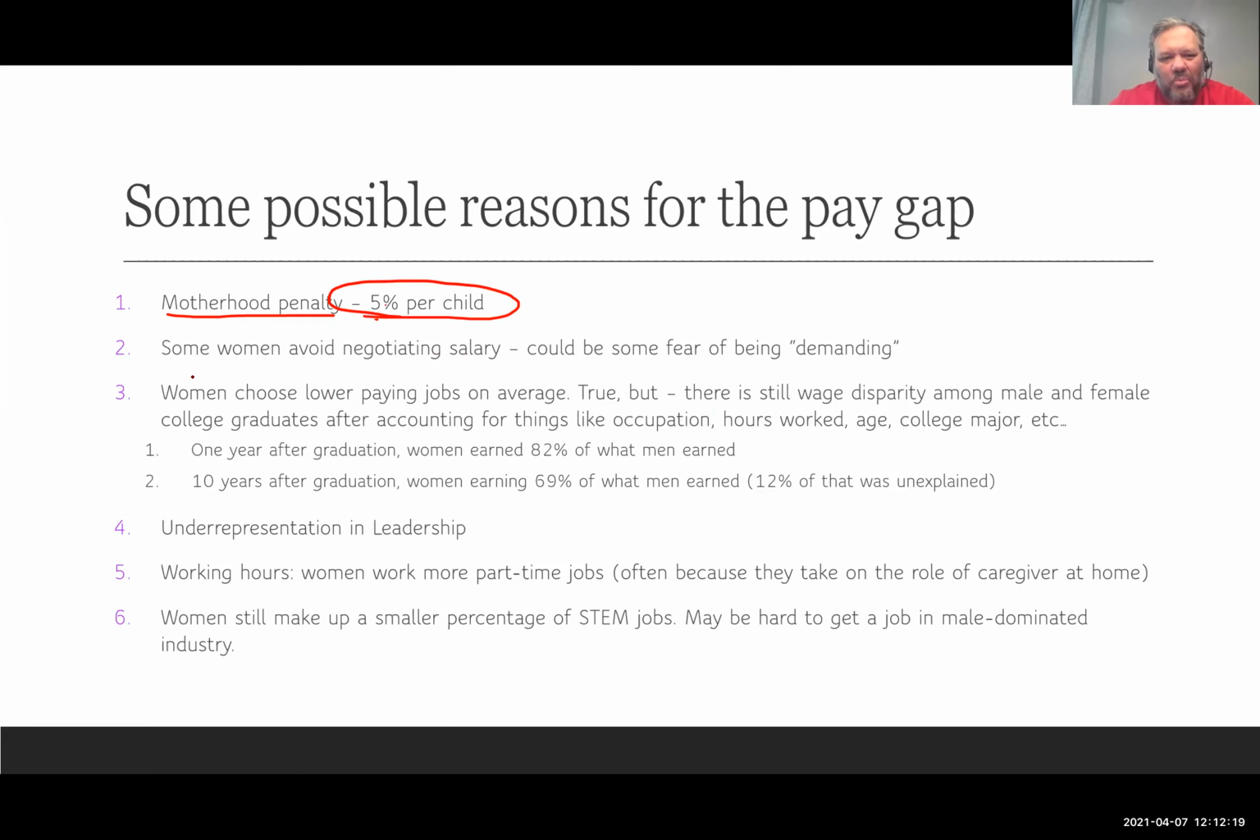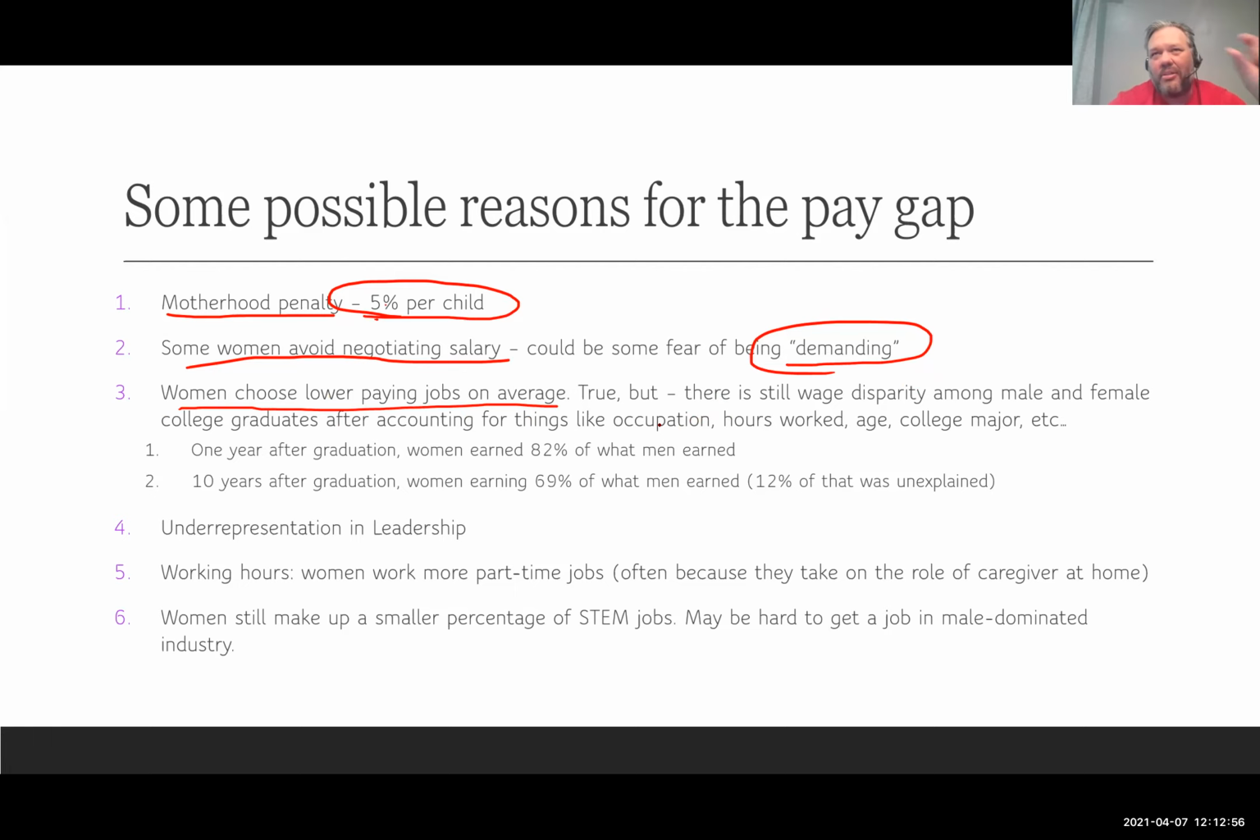All right. Some women avoid negotiating a salary, but there could be the flip side, and that could be because they don't want to be seen as being demanding, and that could be an issue. Men tend to negotiate more than women, but the question is, why is that? And there might be a fear that the perception is, hey, I don't want to come across as being too demanding, whereas a guy might have a very different take on that.